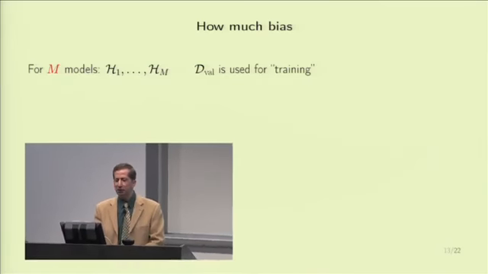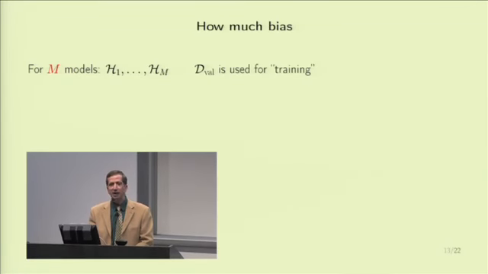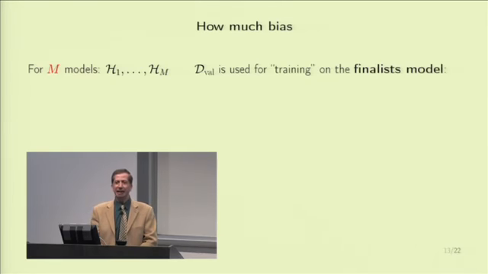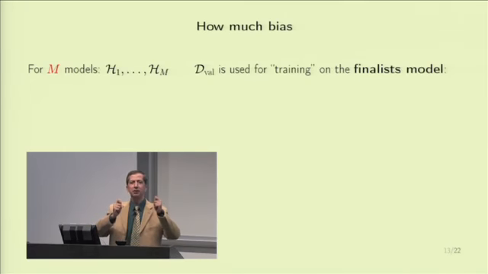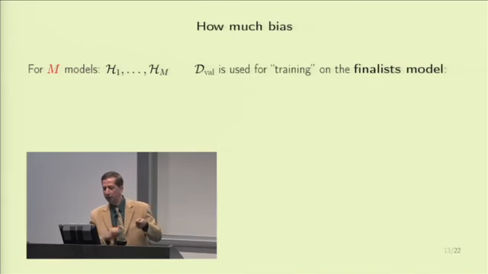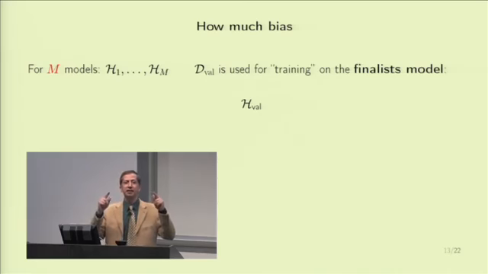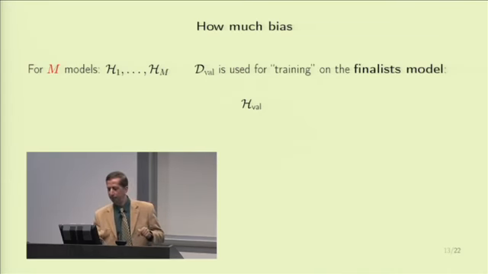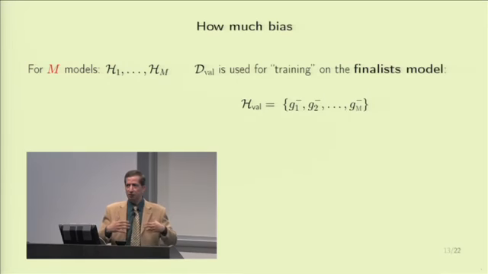Now, the way to look at it is to think that the validation set is actually used for training, but training on a very special hypothesis set. The hypothesis set of the finalists. What does that mean? So I have H1 up to HM. I'm going to run a full training algorithm in each of them in order to find a final hypothesis from each using D sub train. Now, after I'm done, I'm only left with the finalists, G1 up to GM, with a minus sign because they are trained on the reduced set, okay? So the hypothesis set that I am training on now is just those guys. As far as the validation set is concerned, it didn't know what happened before.